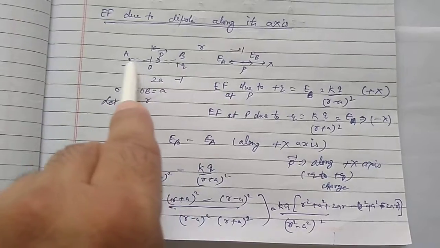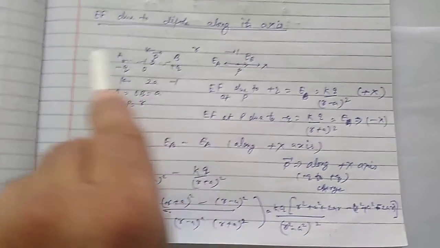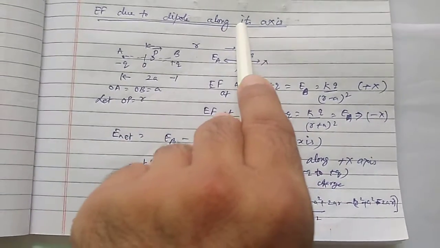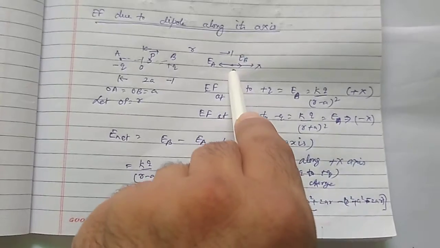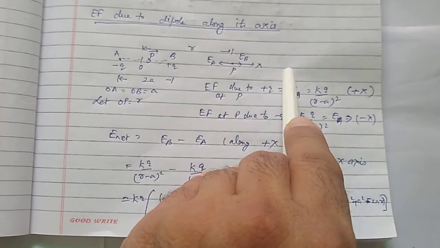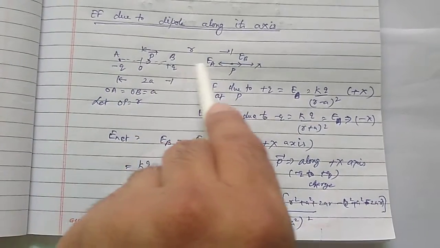And it is lying along an x-axis. And I have to take a point P along the same axis, because we have to find out the electric field due to a dipole along its axis, so this P is lying along the x-axis. Now this point P, let us say it is at distance r.